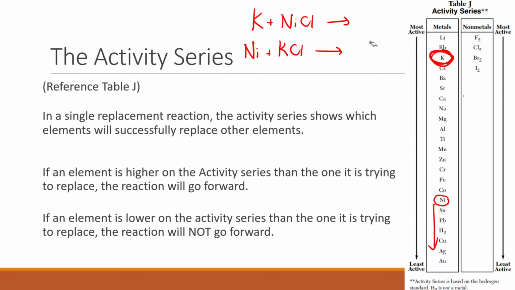Let's try one more example here before we jump into some practice problems. All right, copper and aluminum. One of these reactions will happen, the other one will not. Can you tell which reaction will happen and which one will not?